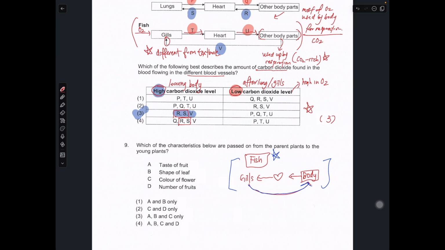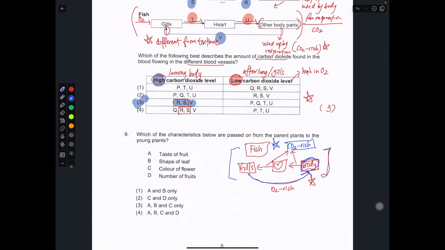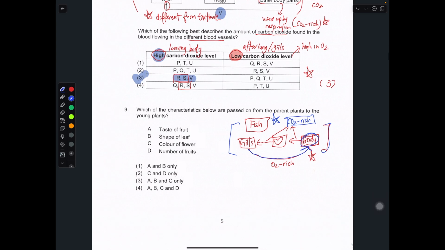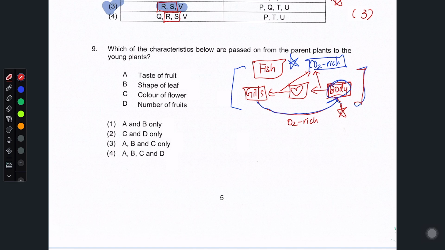Okay, but in an actual scenario, the fish circulatory system looks in this manner. Gills to the body, body back to the heart. So the one that is oxygen rich will be here, and these two parts will be carbon dioxide rich, because the blood has already passed through the body. Okay, so that will be for question number 8. Let's go on to question number 9.